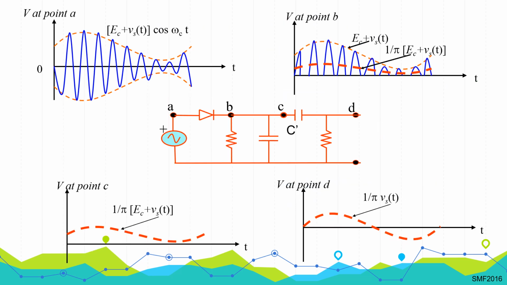Let's analyze the voltage at different points in the envelope detector circuit. 1. At point A, the voltage is the modulated AM signal, E sub C plus V sub S of t, all multiplied with cosine omega sub C times t. 2. At point B, after passing through the diode, the voltage is E sub C plus V sub S of t. 3. At point C, after the RC low-pass filter, the voltage is 1 over pi times E sub C plus V sub S of t. 4. At point D, the final output voltage is 1 over pi times V sub S of t. This shows how the envelope detector extracts the original information signal, V sub S of t, from the modulated carrier.